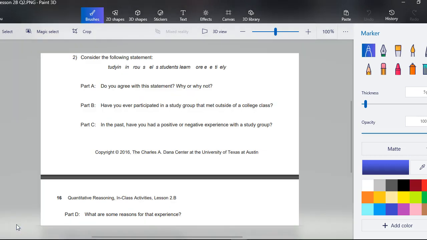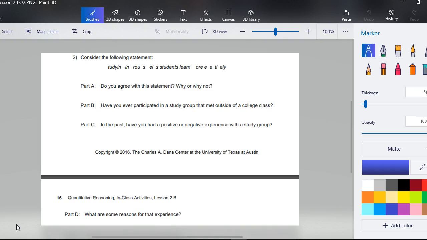Question 2 is another question I'd like you to pause, think on, and answer parts A through D. My copy didn't print too well, so let me read the statement that you're supposed to consider. The statement is, studying in groups helps students learn more effectively. Hit pause, answer A through D, and then let's talk a little bit about it through this video.